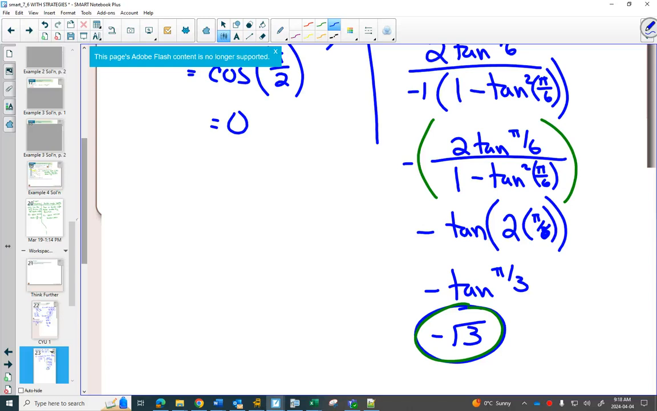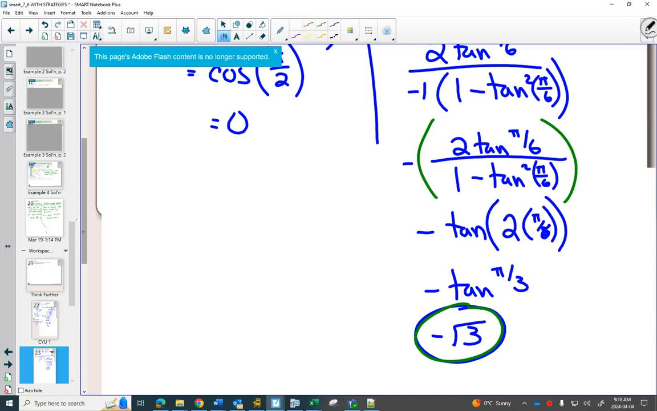Which is quite a bit quicker than had we changed all those tan of pi over 6 to root 3 over 3. We would have had fractions inside of fractions, and we'd get the same answer. Would you like to see what it looked like if we solved it directly? So you can make a decision which one you like better?